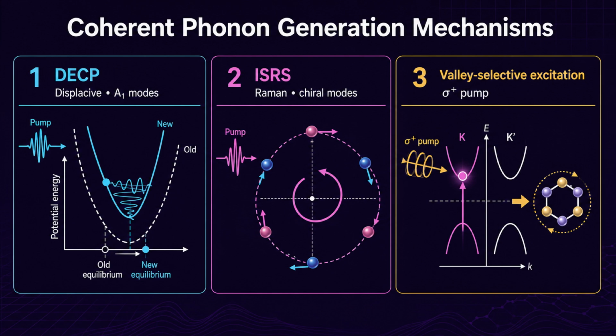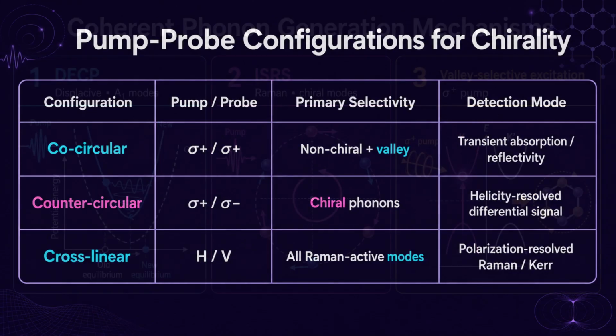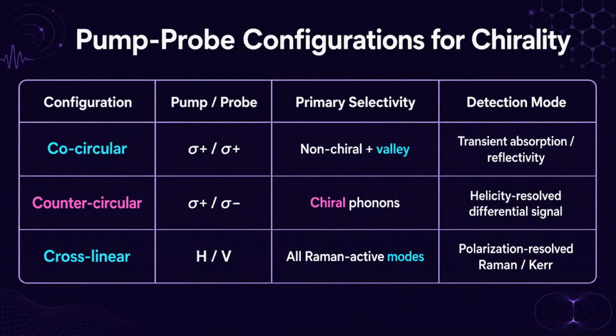Impulsive stimulated Raman scattering, or ISRS, is a coherent Raman process with ultra-short pulses that can generate chiral phonons when using a circularly polarized pump. Valley selective excitation uses a circularly polarized pump to create valley polarization, which through valley phonon coupling drives chiral phonon oscillations. Different pump probe polarization configurations detect different phonon types.